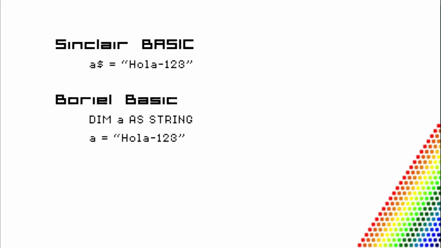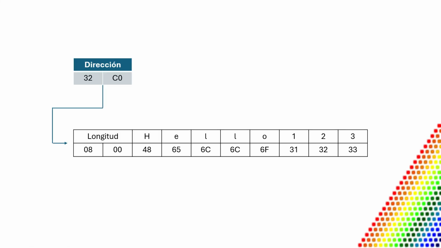This is no longer necessary and is ignored, as it is enough to define them with DIM as a string. Each character or letter in an alphanumeric variable occupies 1 byte. In addition to that byte, we must add 2 bytes at the beginning of the string to indicate its length, plus another 2 bytes that store the memory address where the string begins.